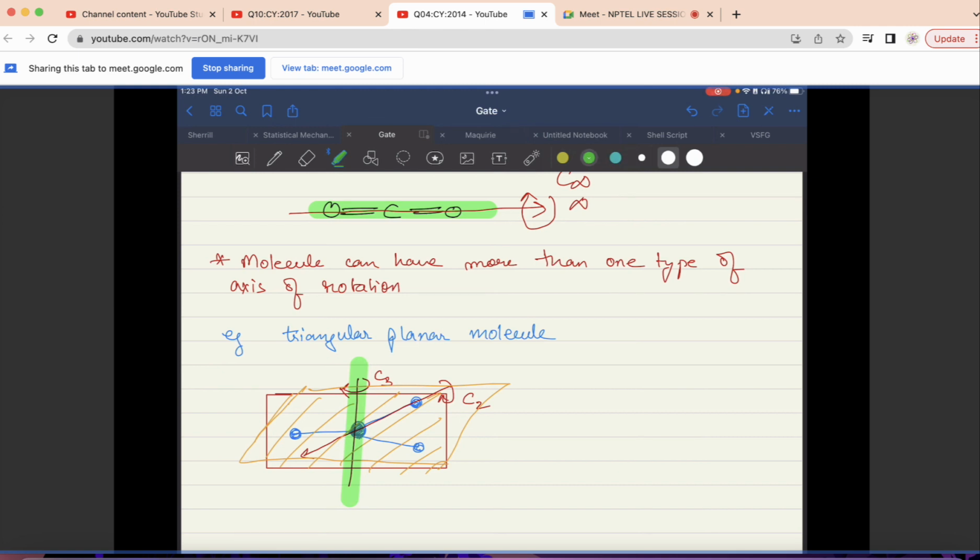Why is this C3? Because the symmetry will be restored when my n is equal to, or in order of, 3. Okay, so I will be doing a 120-degree rotation. And for this particular axis going through 2 atoms, or you can say one single bond of the molecule, you will have a rotation of 180 degrees, correct? So this will be C2, to get the symmetry of the molecule again, or an indistinguishable configuration. So it will be C2.